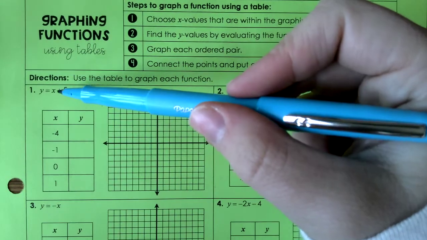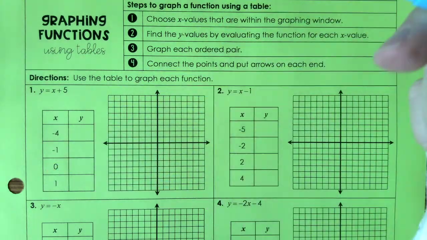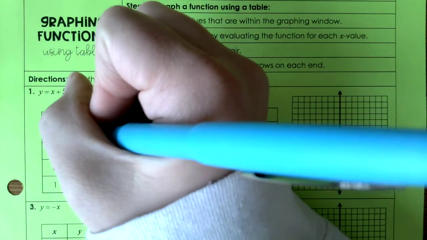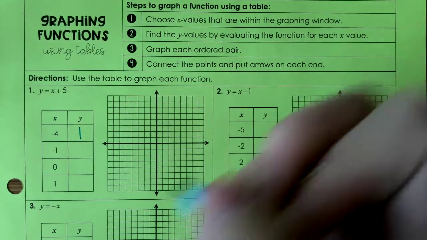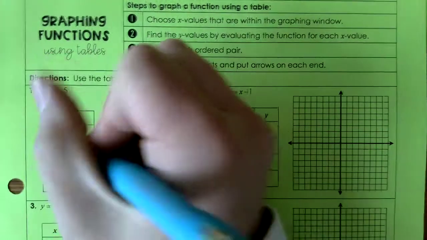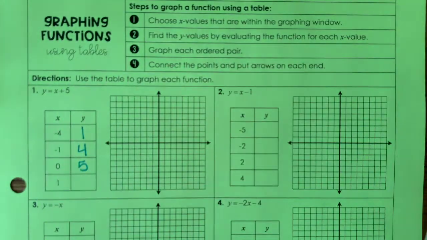So I have y equals x plus 5. I'm going to plug in -4, -1, 0, and 1. So -4 plus 5 is going to give me a positive 1. -1 plus 5 is going to give me a positive 4. 0 plus 5 is 5, and then 1 plus 5 is 6.